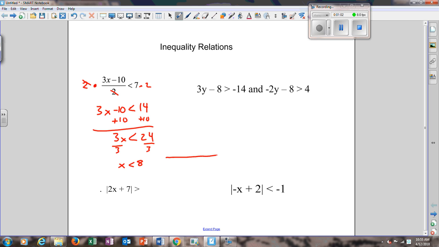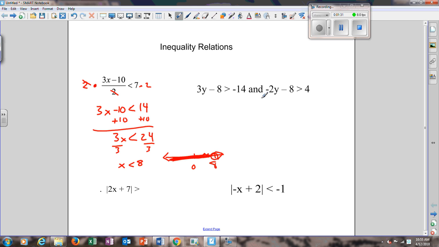Now if you were to graph this, it would be just on a number line. You have 0 going up to 8. You can even go past it, I guess. It's going to be an open circle because it's just a less than. There's not less than or equal to. And you're going to shade to the left. So it's all the numbers that are smaller than 8. So that's how you do inequalities.